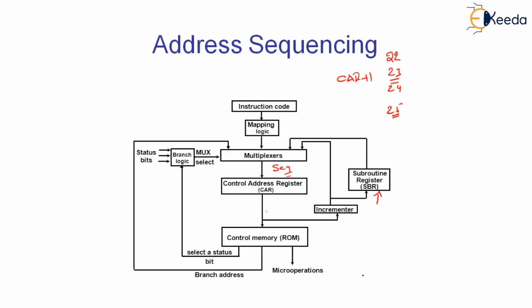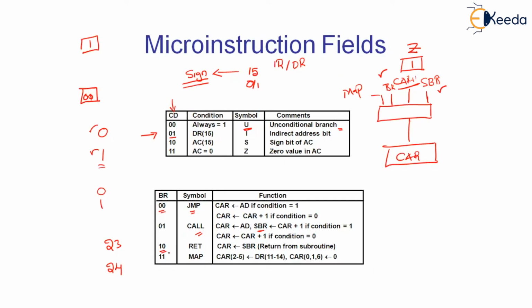This is the thing. If it is 10, it is just a return. The sequencer is going to receive the input from the SBR. SBR will be allowed from the sequencer to the CAR, because we are just returning from a branch. When a branch has been taken, a return has to be associated with a branch if it is a conditional branch. Okay, and then mapping.